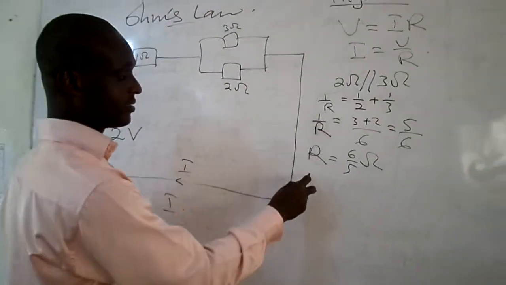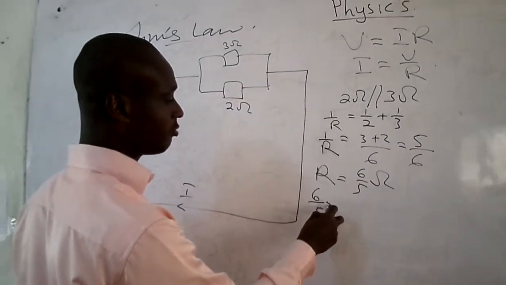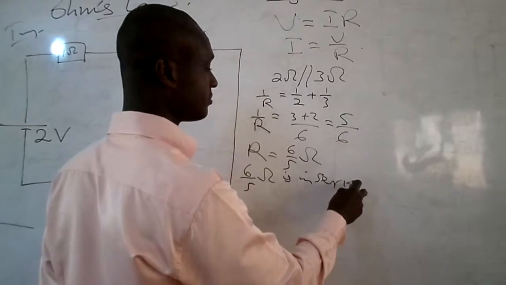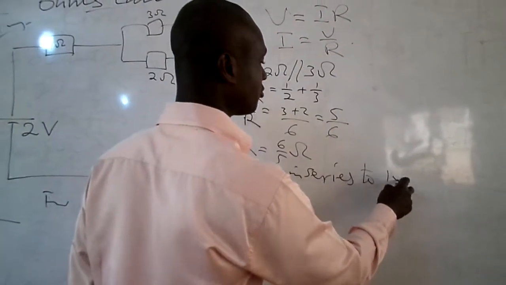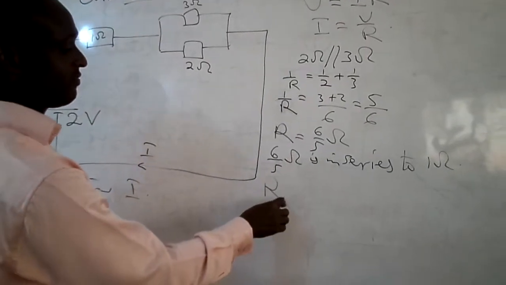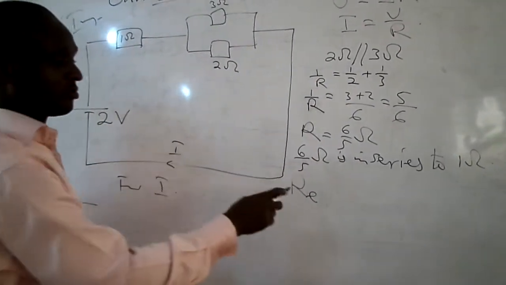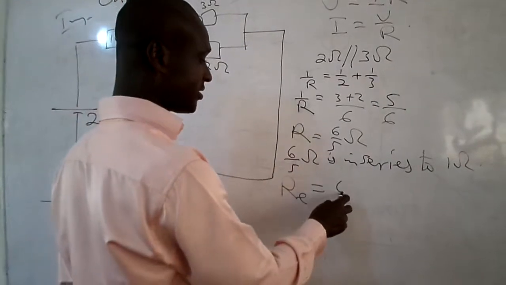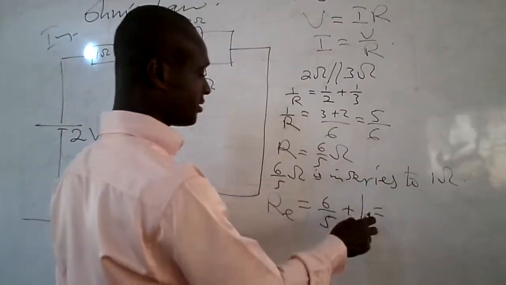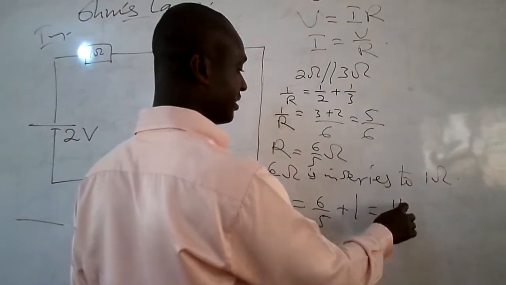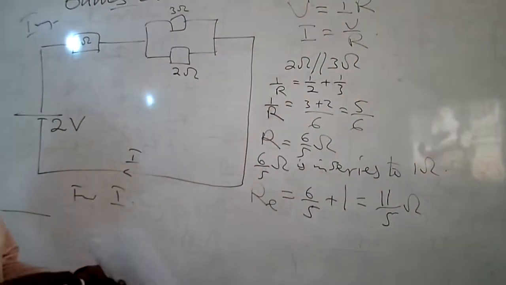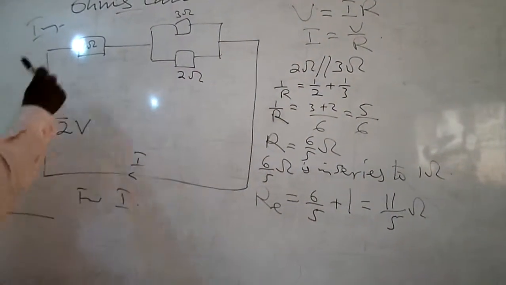Then this 6 over 5 ohm is in series with the 1 ohm resistor. So the effective resistance R in this circuit will be equal to 6 over 5 plus 1. And if we simplify what we have here, then we have 11 over 5 ohms. That is the effective resistance in this circuit.